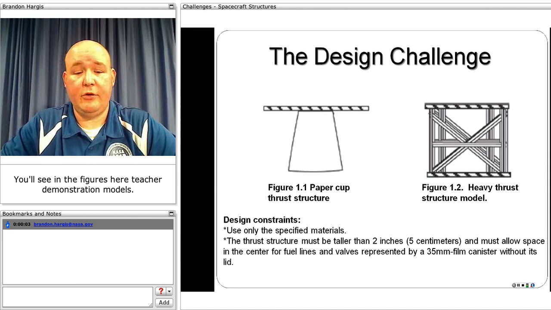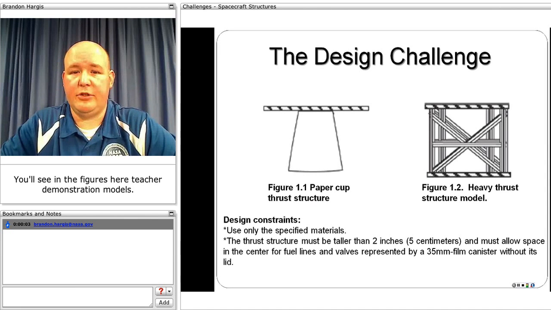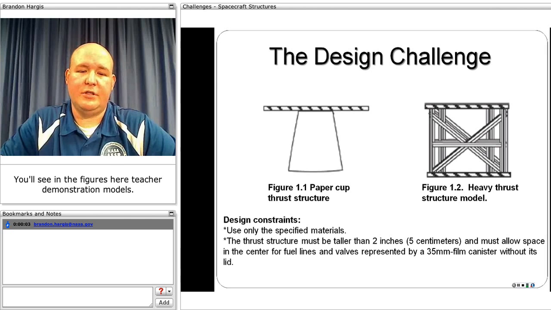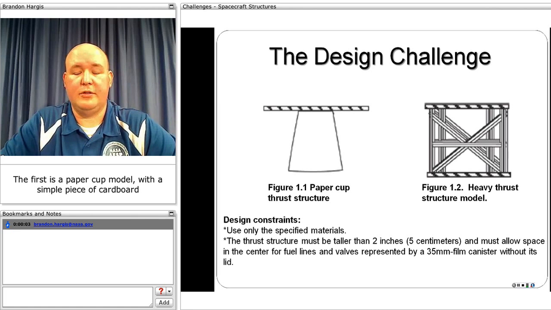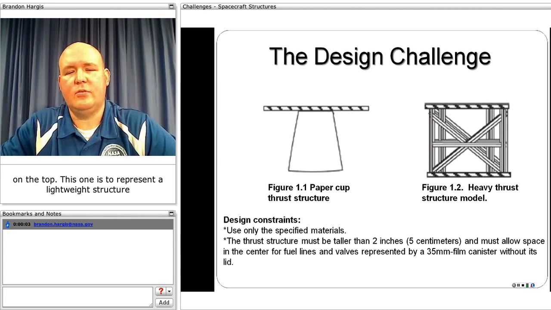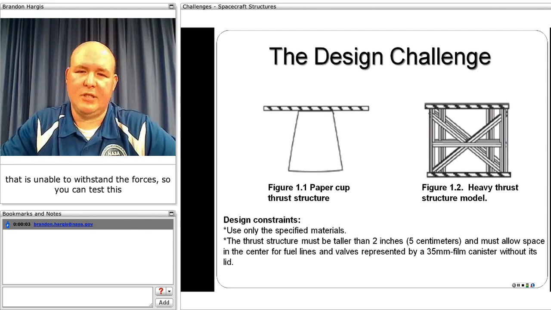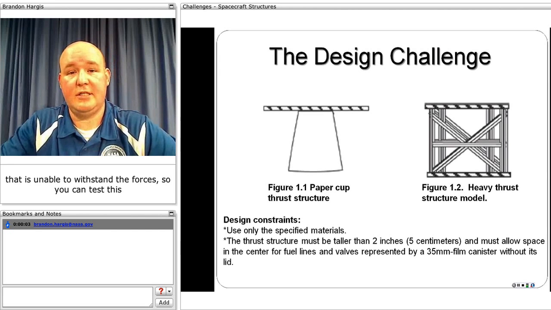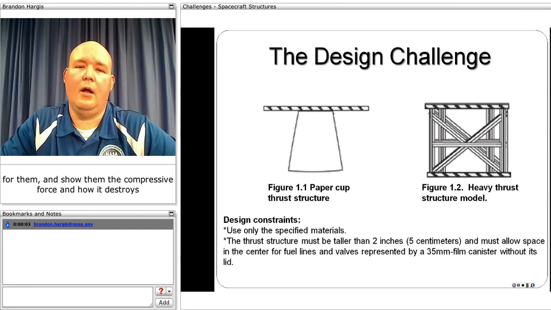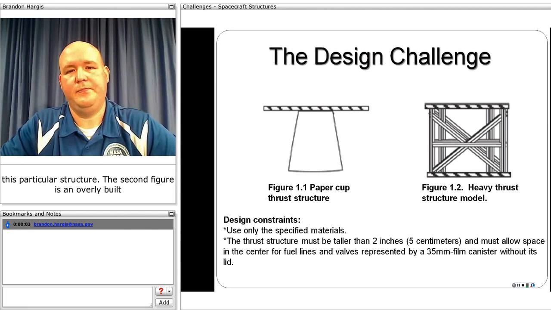You'll see in the figures here teacher demonstration models. The first is a paper cut model with a simple piece of cardboard on the top, and this one is to represent a lightweight structure that is unable to withstand the forces. So you can test this for them and show them the compressive force and how it destroys this particular structure.